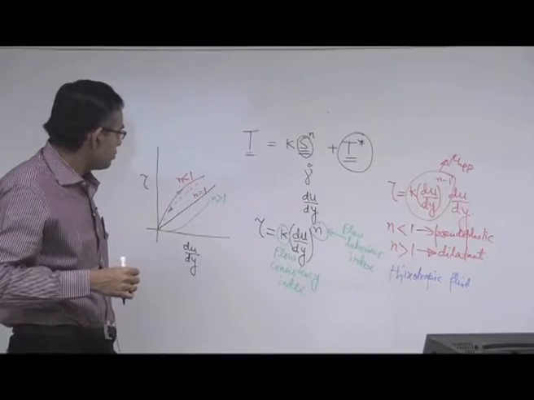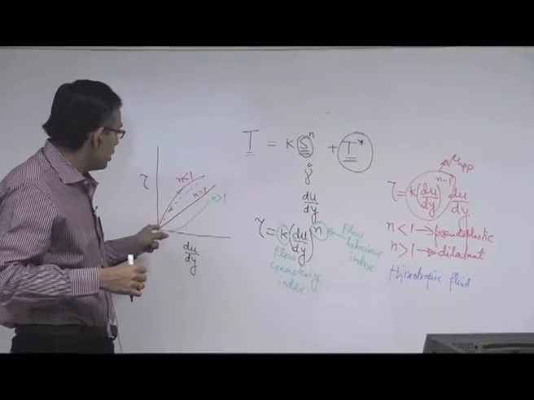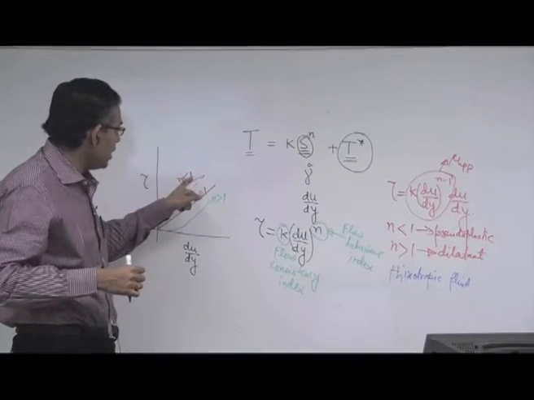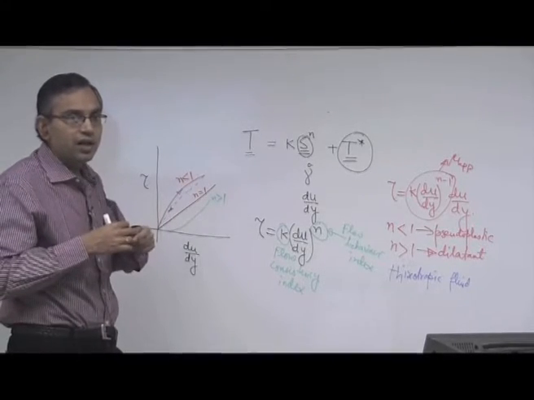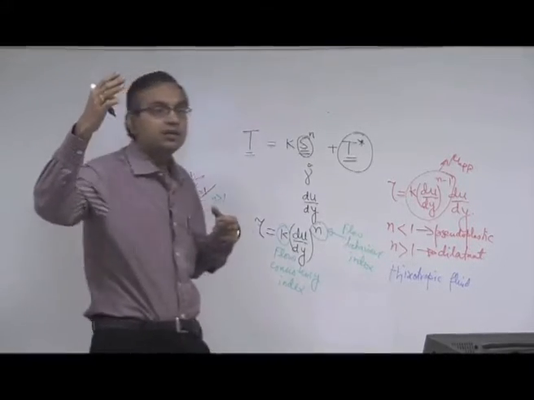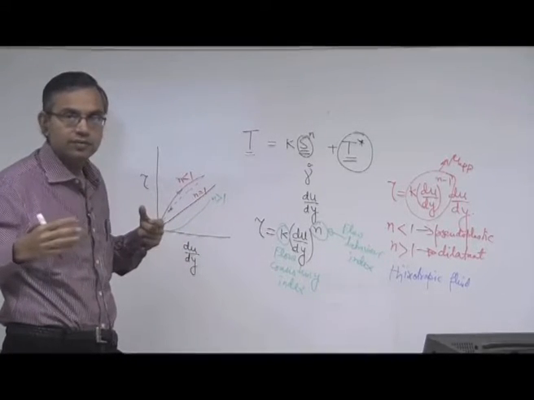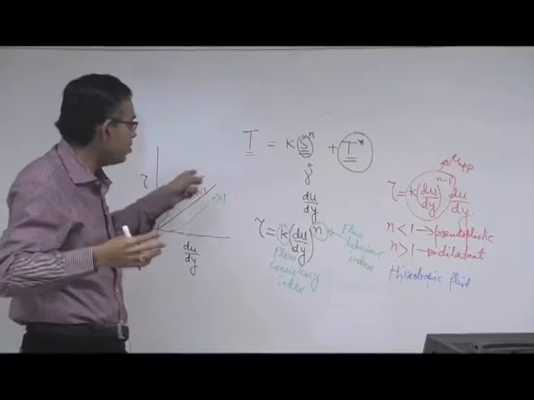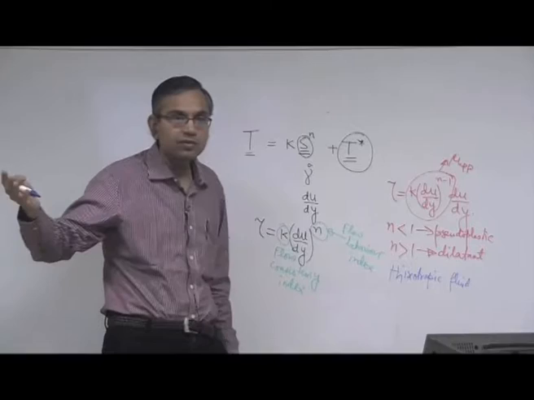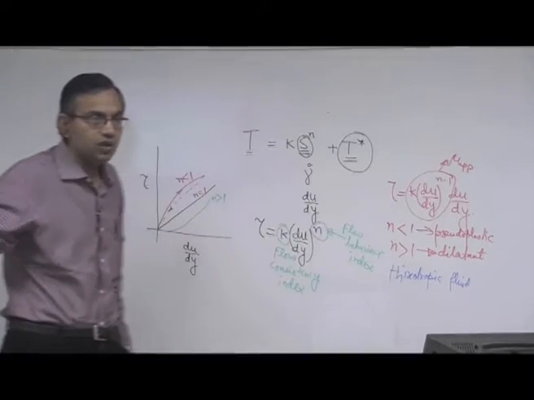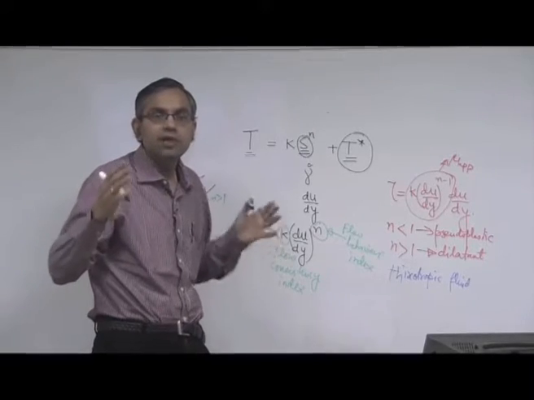Now, for n less than 1, what happens as you go to a large value of strain? What will happen to the apparent viscosity? It will be tending to 0, right? So, you can see that that is not actually a correct physical behavior.